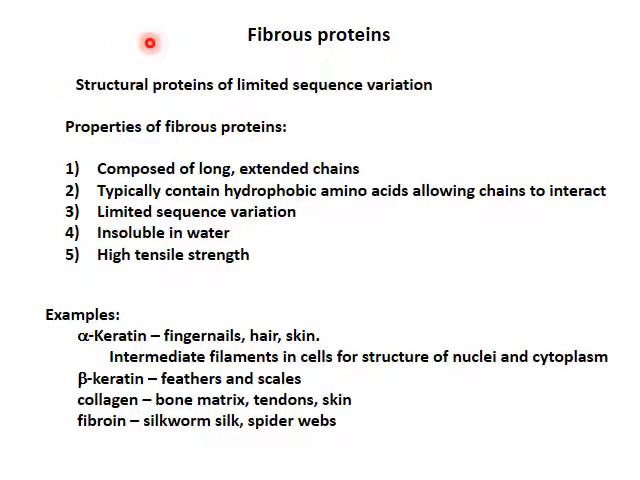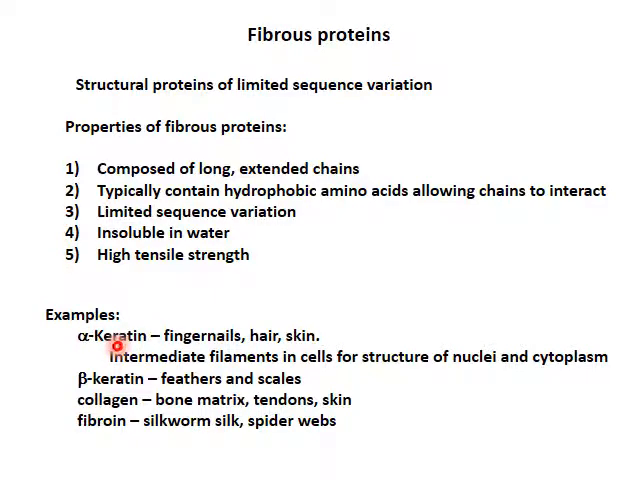So fibrous proteins are basically structural proteins, and when we start sequencing these, we find that they have very limited sequence variation, and they have a lot of repeating units over and over again. So know the basic properties, that they're composed of long extended chains and contain a lot of hydrophobic amino acids. This will promote these polypeptide chains to interact with one another through hydrophobic interactions. As mentioned, they have limited sequence variation, and they're insoluble in water due to this hydrophobicity, but they're very strong in terms of tensile strength, very strong proteins when they have their fibrous form.